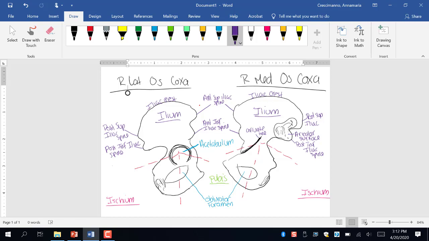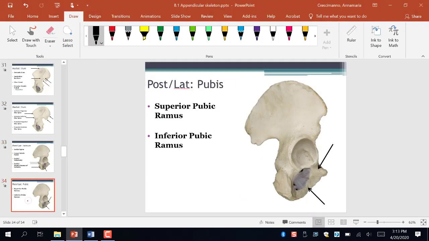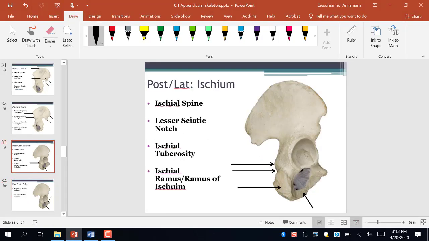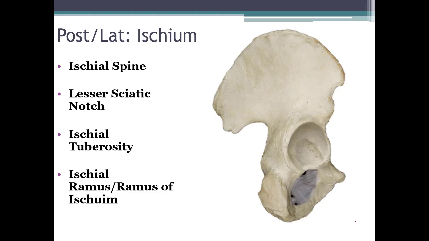If you would like, you can go ahead and pause this now and then practice some of your labeling exercises and then come back to do the ischium and the pubis. All right, focusing on the ischium. The ischium is this lower bone right here, often called the butt bone.